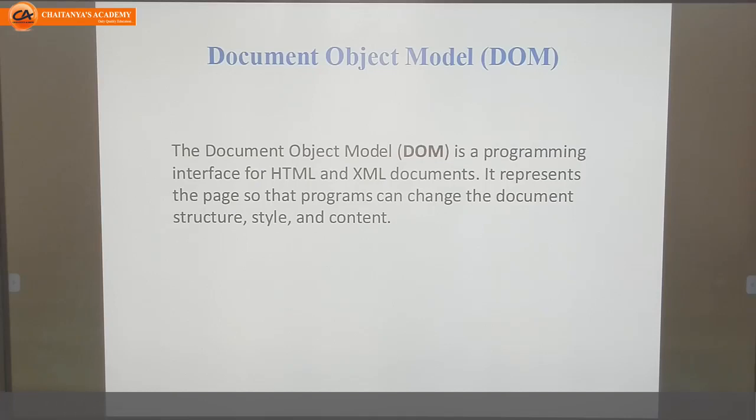So what does document object model mean? It's just a simple programming interface for HTML and XML documents which represents the page, so that through a program we can change the document structure, style and content in that document. So this is about the document object model.